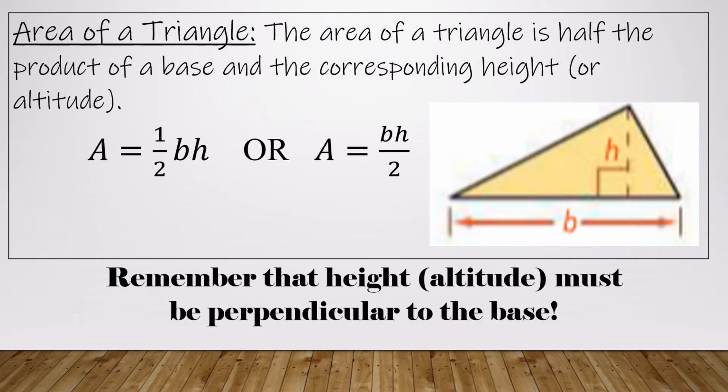Here are the equations for area of a triangle. You should already know this from 6.1, but we also added in this one here. You can use that instead if you'd like. I'm going to use the 1/2 base times height because that's how I was taught and that has been ingrained into my head. If you want to use the base times height over 2, that's fine too. Again, remember that the height must be perpendicular to the base, so it has to form a 90-degree angle.